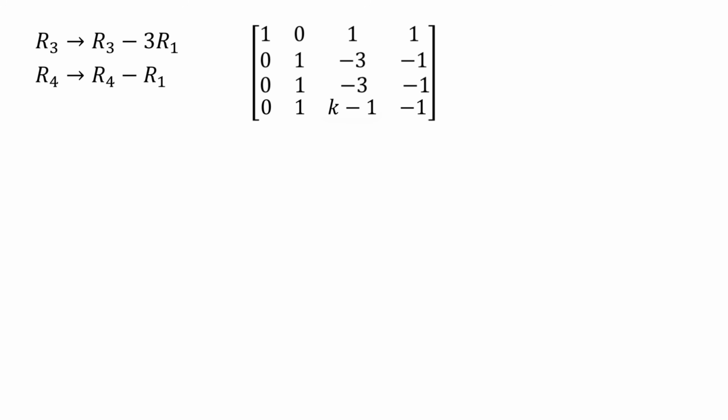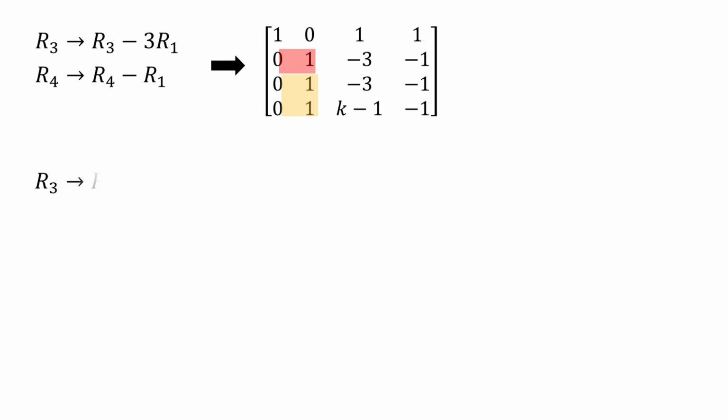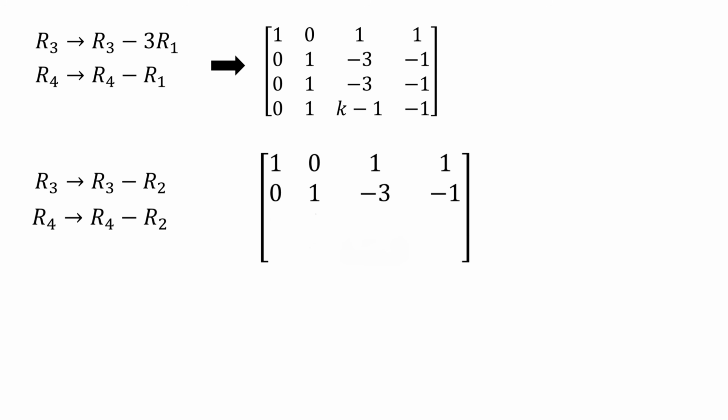For the next step, we have to make these elements as zeros using R2. So the operations will be changing R3 as R3 minus R2, R4 as R4 minus R2. Again, the first two rows will be written as it is. For the third row, you get 0 minus 0, 1 minus 1, minus 3 plus 3, minus 1 plus 1. For the fourth row, you get 0 minus 0, 1 minus 1, k minus 1 plus 3. So it will be k plus 2.